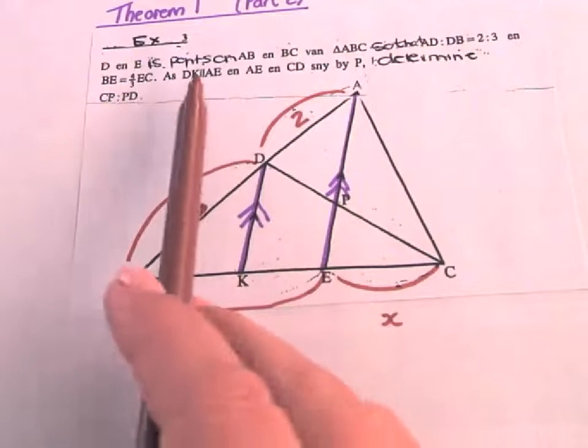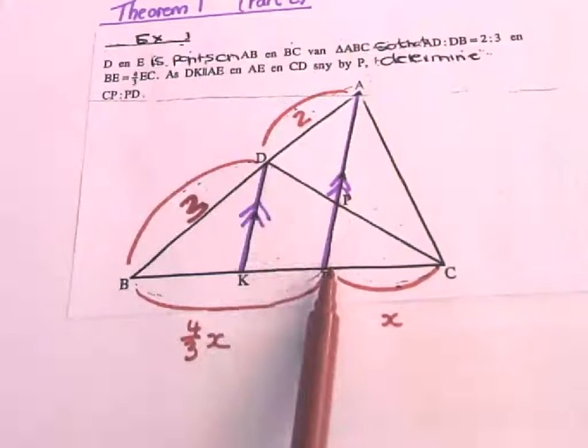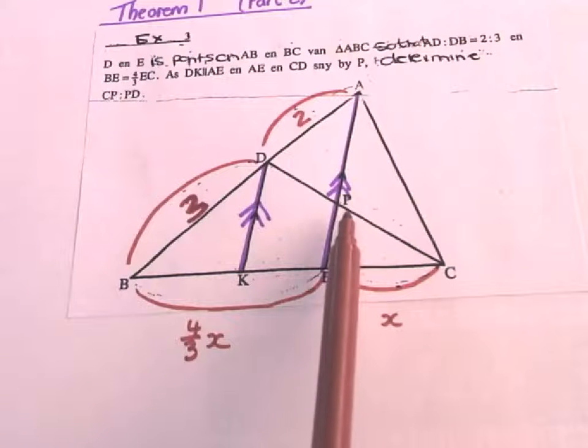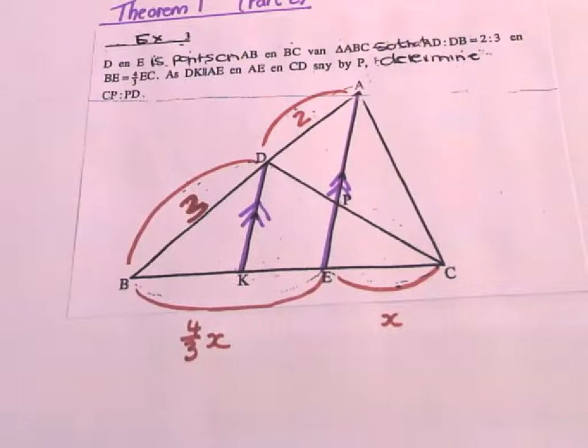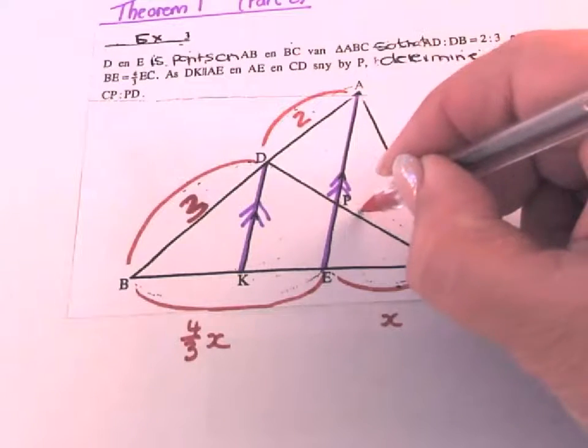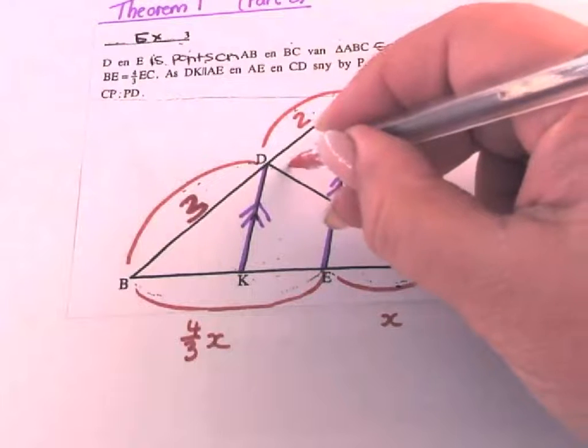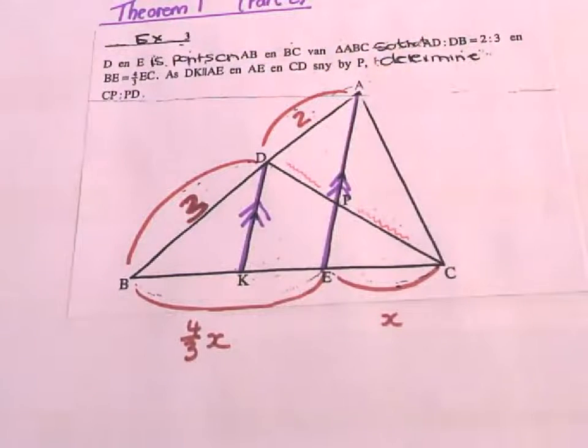They also say DK is parallel to AE and they cut at point P. Now we must determine CP, this one, to PD, that one. And it actually looks overwhelming. Do you agree? Now the first step is to identify the triangles.